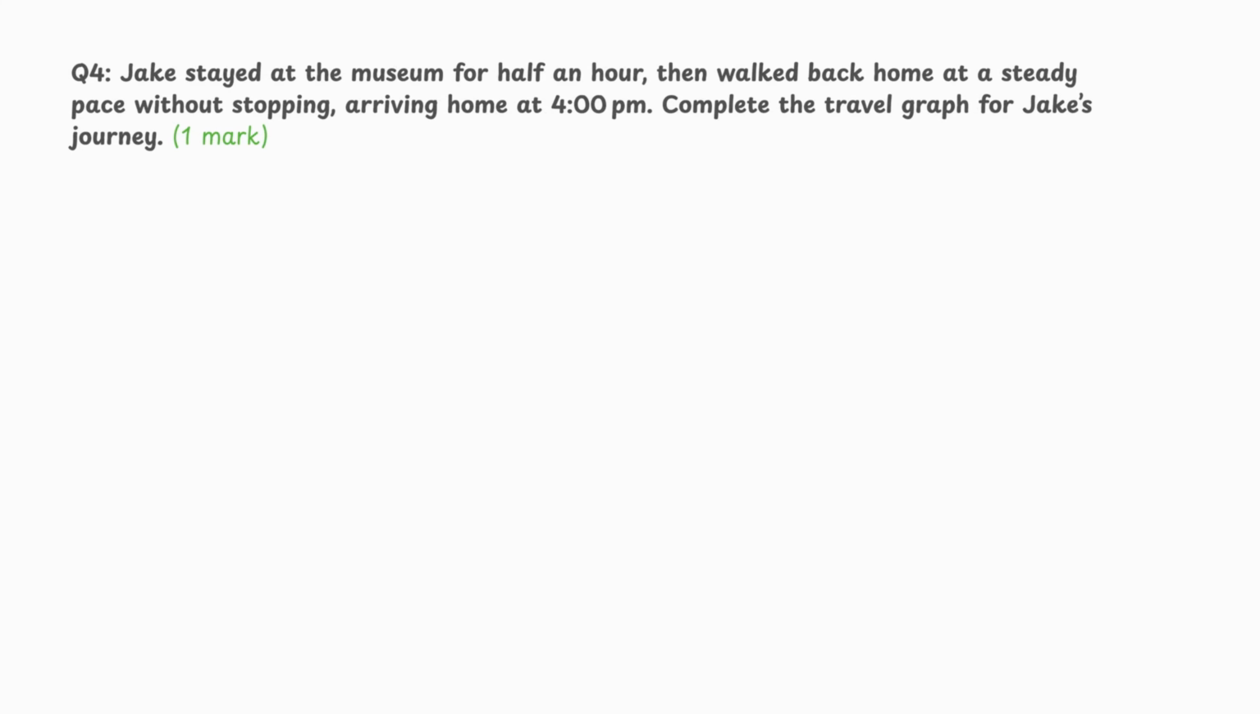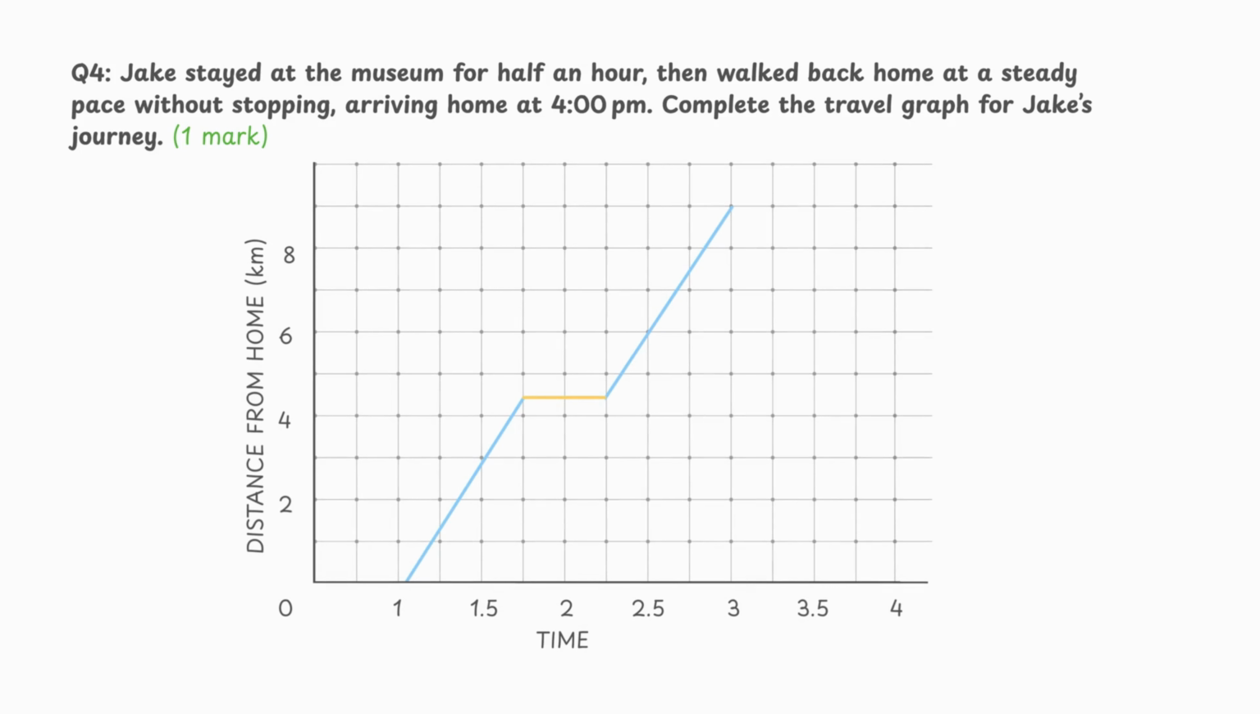You can pause the video and try it yourself. The question says, Jake stayed at the museum for half an hour, then walked back home at a steady pace without stopping, arriving home at 4 o'clock p.m. We need to complete the travel graph for Jake's journey. Now let's read the information carefully, step by step.